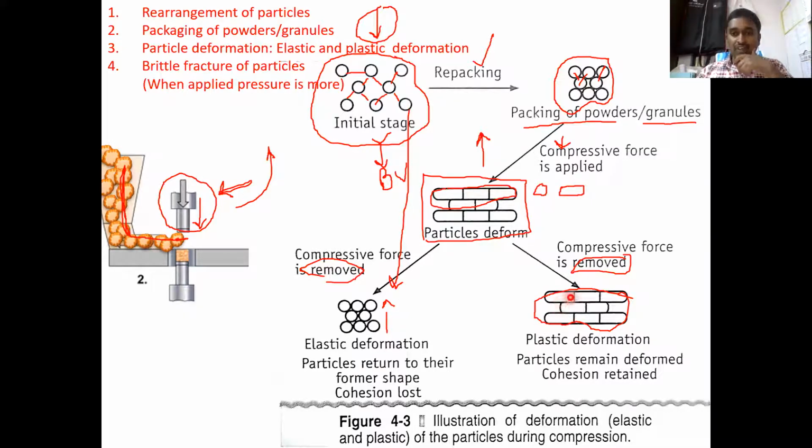Further stress was not shown here. There is no meaning in further applying stress for elastic particles, because whatever stress you apply and remove, they go back to their original positions. But here they are not regaining the original position. This is called plastic deformation. If you apply further stress on this, they are going to break, that is, brittle fracture.